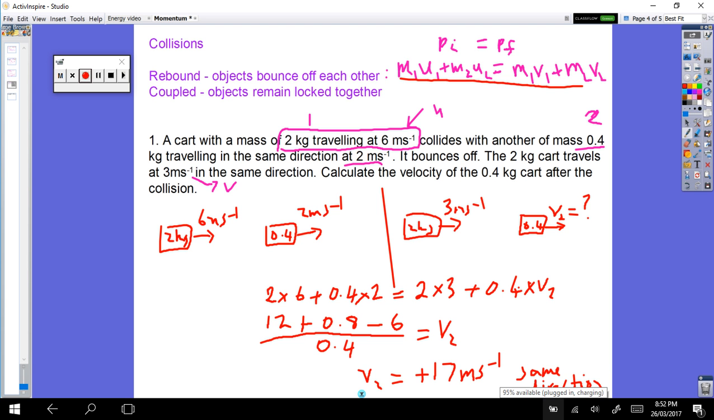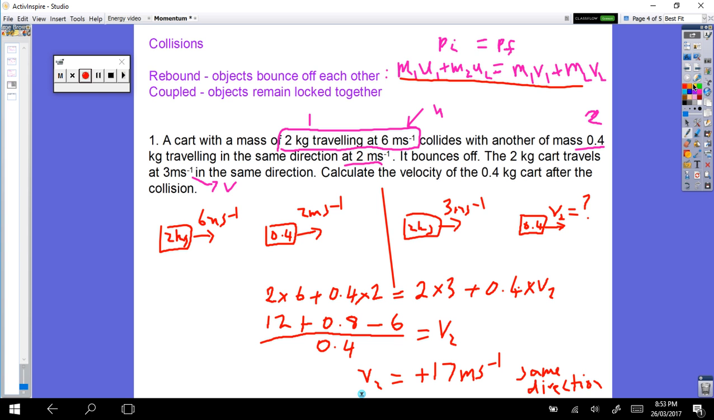Okay, so that's that question. We've solved that one. Now, coupled collision, so when they stick together. Here, this is like the previous example that we did on the previous slide. So they stick together, so one side is going to come, I'll just write the equation down here.